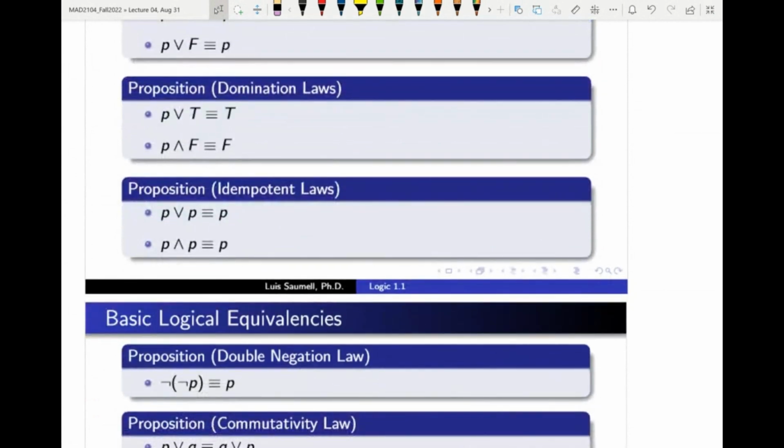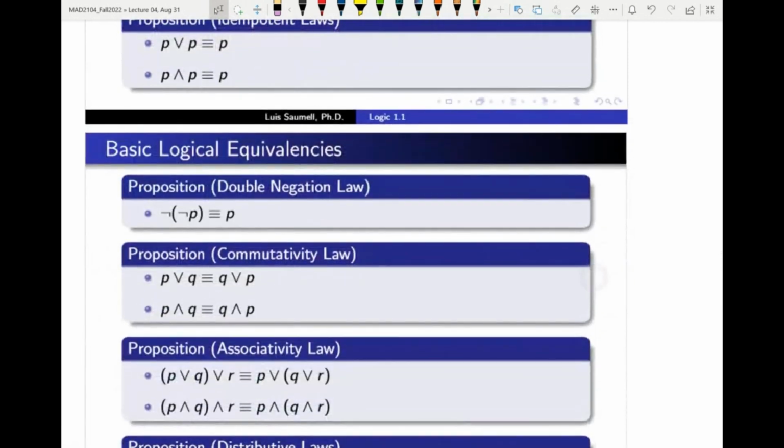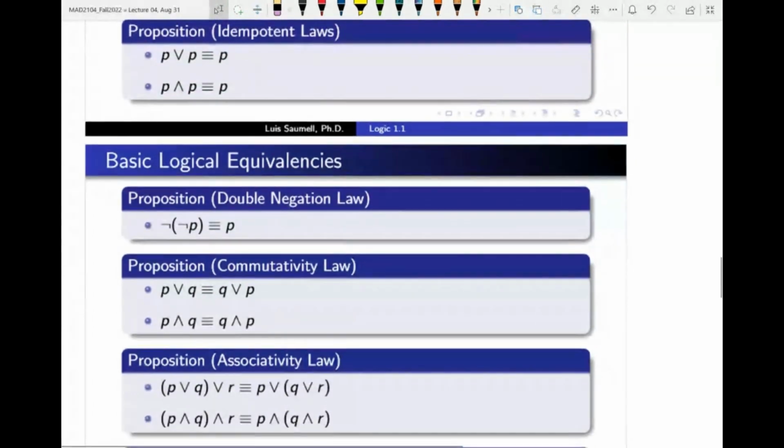Then the idempotent law. If you do P or P, this is just P. If P is true, this is true. If P is false, then this is false, right? So P or P is just P. And same thing with P and P. If you do P and P, that's just P. If P is true, that's true. If P is false, this is false. You okay with this? All right. We already encountered this one. Negation of the negation. That's just P itself.